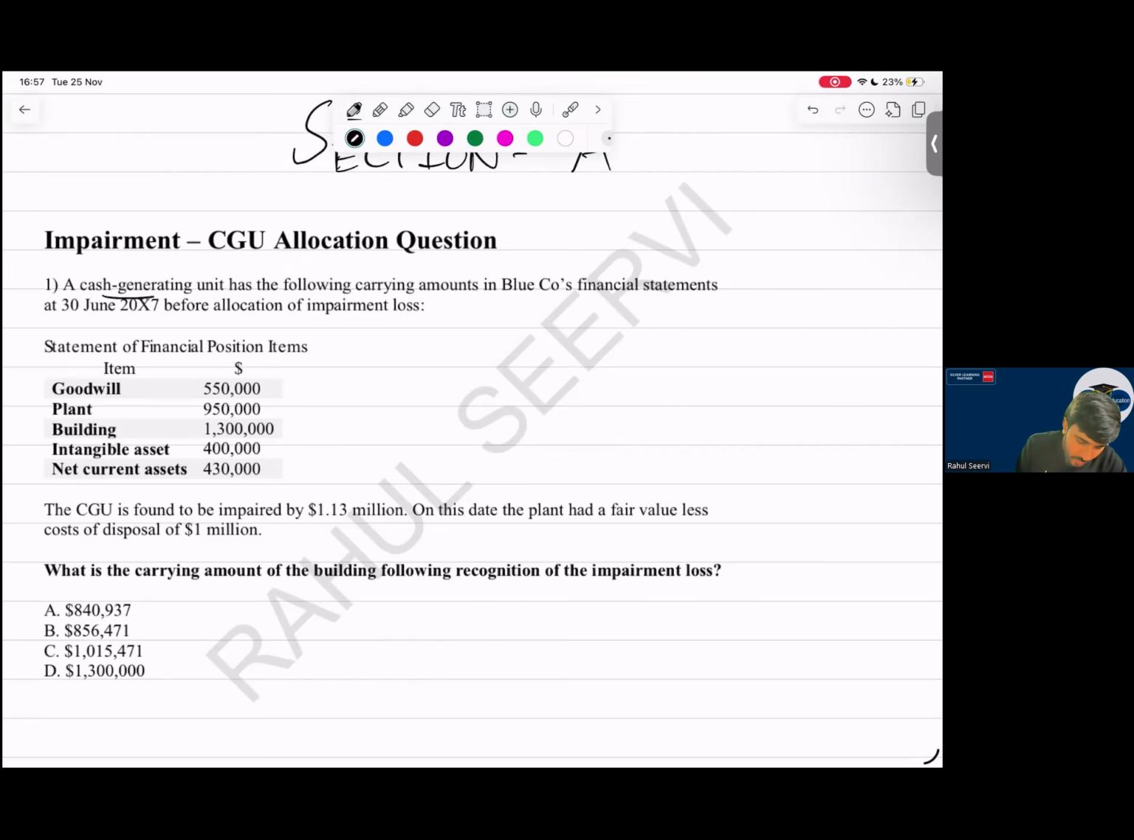A cash generating unit has the following carrying amount in B's financial statements at 30th June 2007 before allocation of impairment loss. Before the allocation of impairment loss, they have given these values, and the year end is 30th June 2007. Every time I mention in the class that you should be careful with the dates. See the dates. So we have goodwill, plant, building, intangible, net current assets. So there are these items.